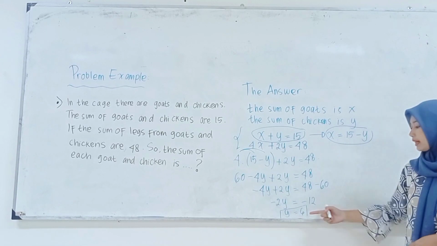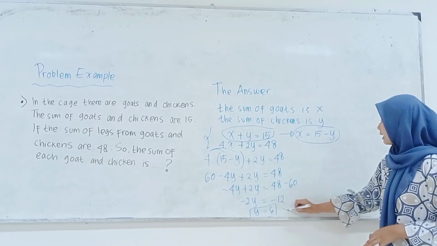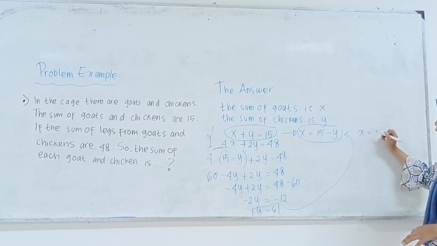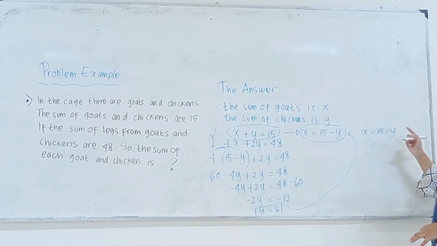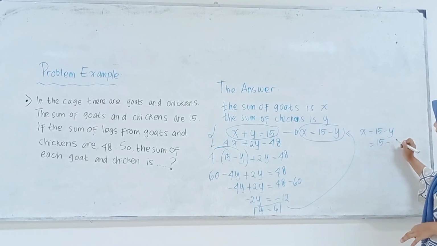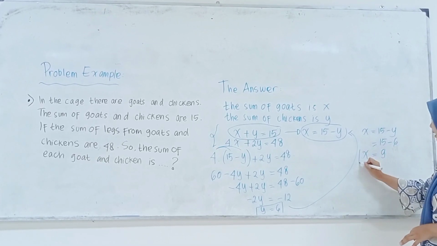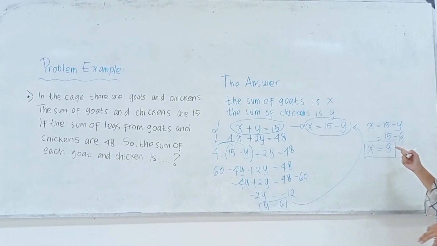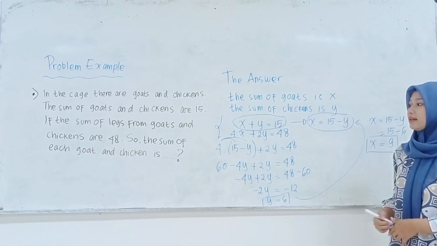After we get y equals 6, we can substitute y equals 6 into this equation, and then we get x equals 15 minus y. We change y to 6. 15 minus 6 equals 9, and then we get that the number of goats is 9 and the number of chickens is 6. Understand, guys?